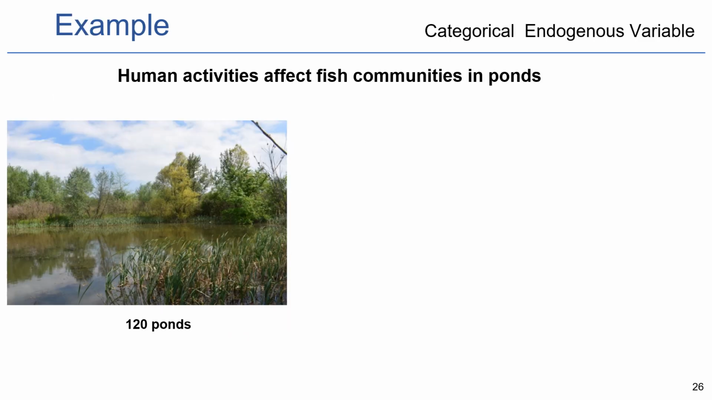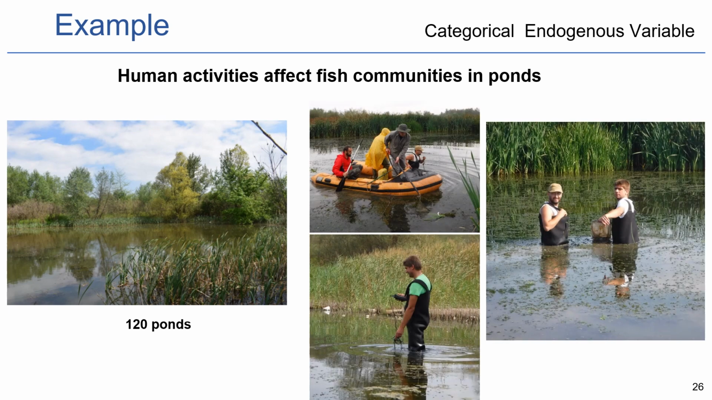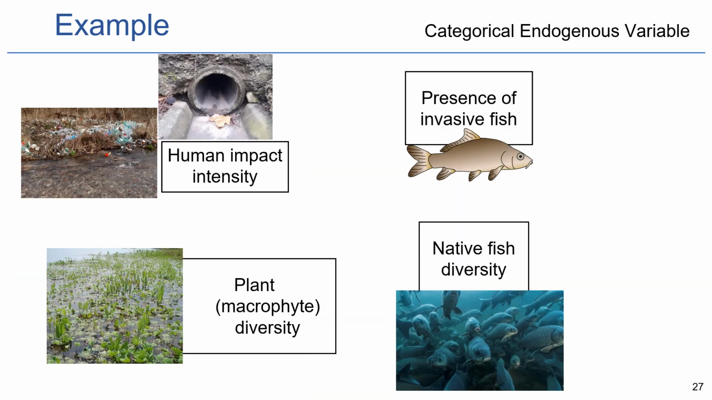And now let's do the exercise and implement the categorical endogenous variable in the SEM. For this, we will use our project on the effects of human activities on fish communities in ponds. And for this, we have sampled 120 ponds, and here we sampled the fish communities and macrophytes, the plants.